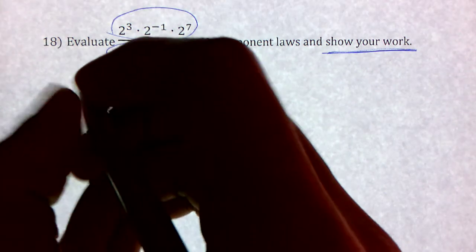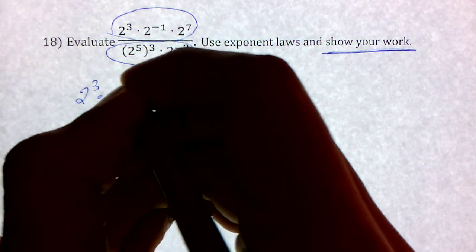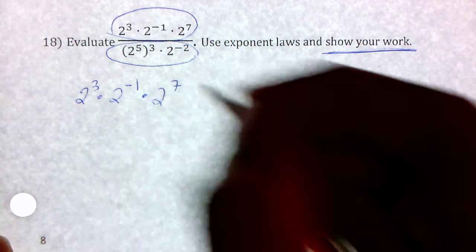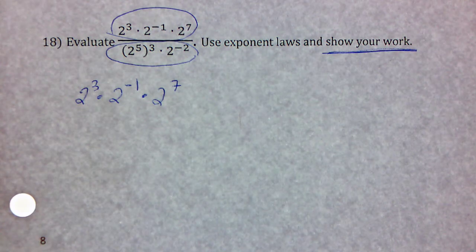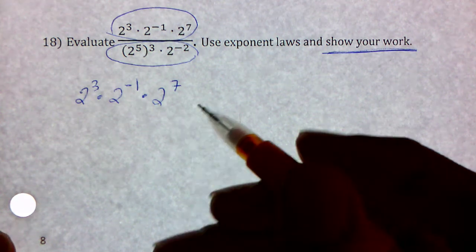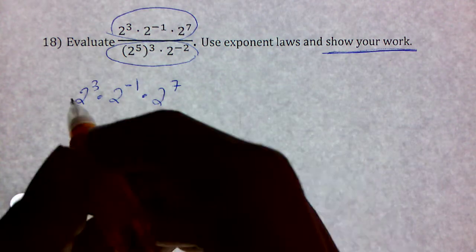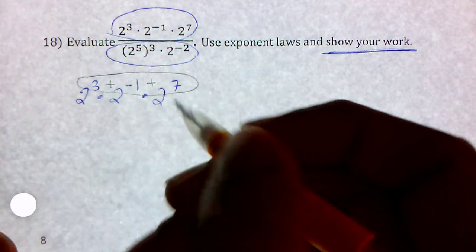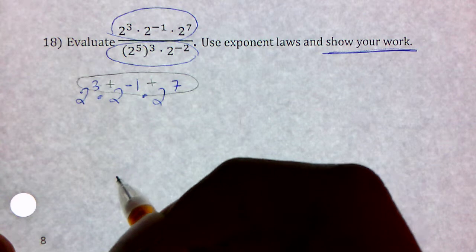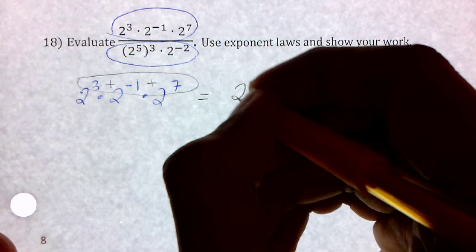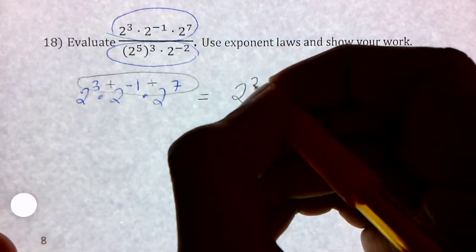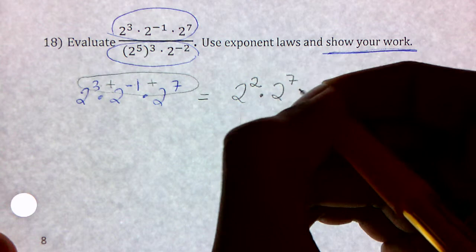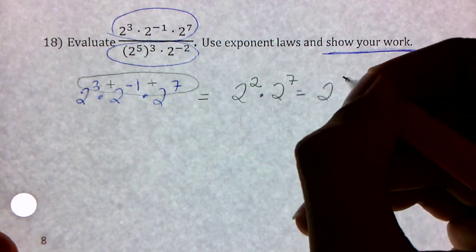Let's take care of this numerator. 2 cubed times 2 to the negative 1 power times 2 to the 7th power. Now, once again, we know that there's many different ways we can evaluate these expressions using our exponent laws. I'm going to just use the way that makes most sense to me. In my numerator, I can use the product rule to add my exponents. If I have 3 2's here, 2 to the negative 1 over here times 2 to the 7th here, that's going to be the same thing as 3 plus negative 1 is 2 times 2 to the 7th, which is 2 to the 9th power.